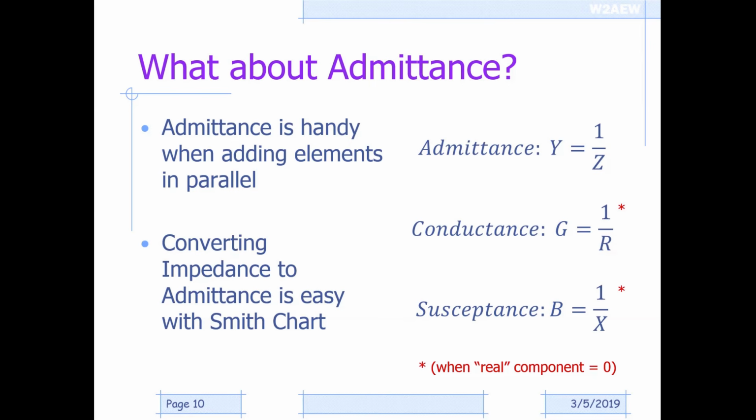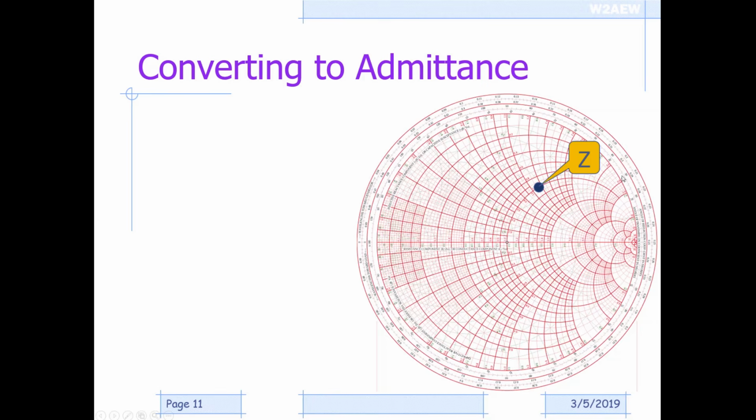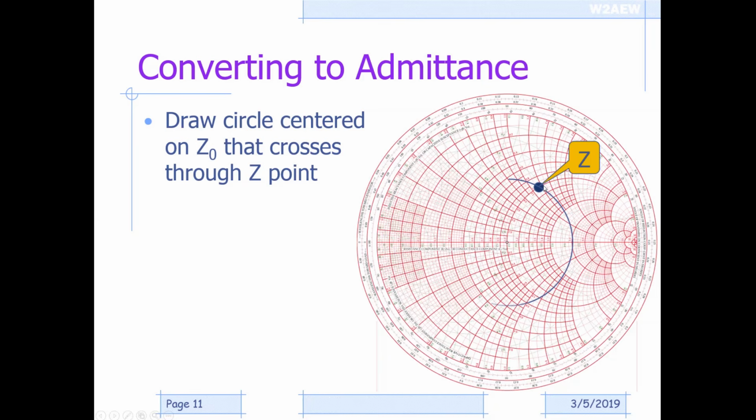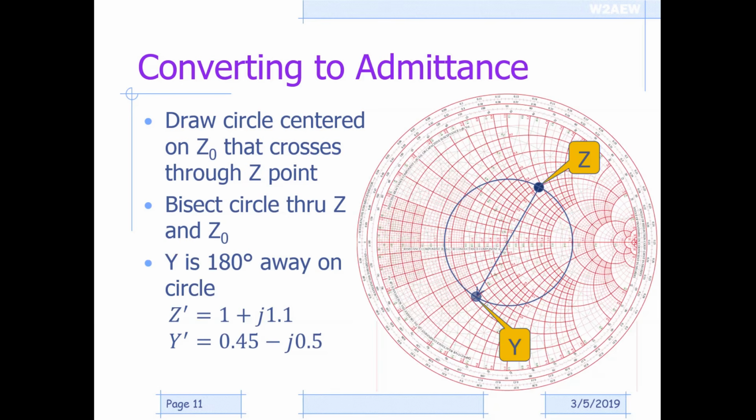However, converting from complex impedance to complex admittance on the Smith chart is really easy. It's a lot easier than doing the math. Let me show you how. So first we start off with the impedance that we plotted on the Smith chart. Then we draw a circle that's centered at the system impedance, right in the center, that crosses through our measured impedance. And then we draw a line diagonally through the circle, cutting through the center of that circle and touching the other side, bisecting our circle. And that location that we wind up with on the other side is essentially our complex admittance.